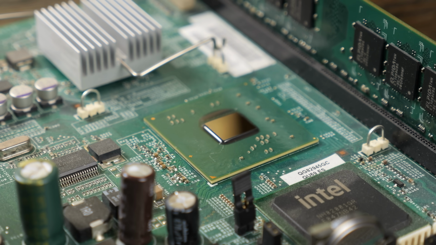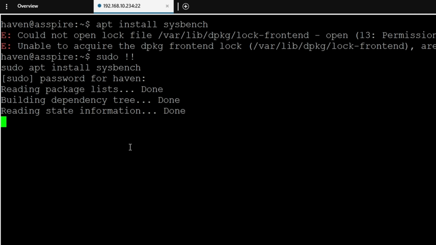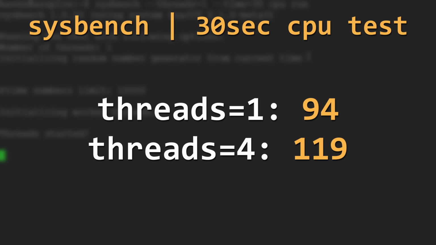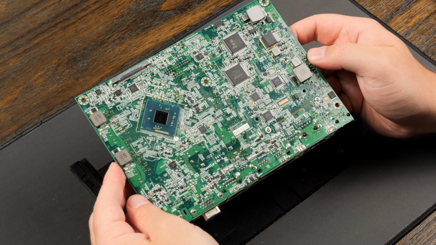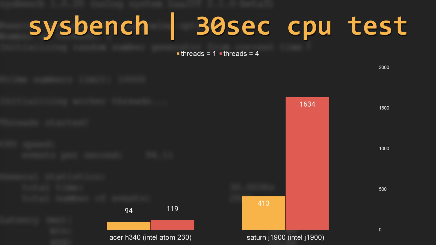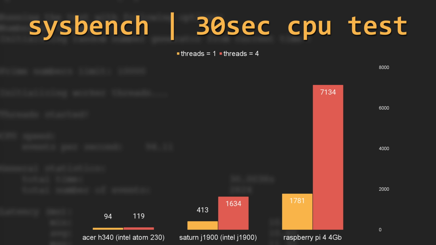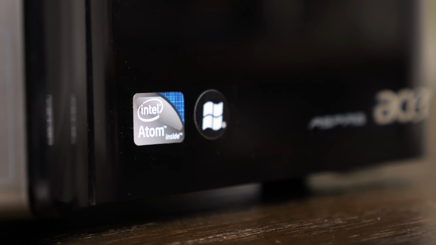I was really curious to see just how bad this CPU might be, so the first thing I did was install sysbench for some quick CPU comparisons. And oh boy. In a single-threaded test, it managed just 94 events per second, and when running 4 threads, just 119. For comparison, the J1900 in this Saturn system from a Marco's Pizza was almost 4 times as fast in the single-threaded test, and over 12 times faster when running the test with 4 threads. And you don't even want to know how much faster a Raspberry Pi 4 is. I wasn't expecting anything incredible from this CPU, but that definitely tempered my expectations.